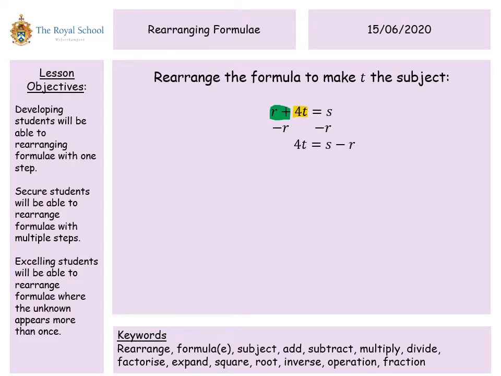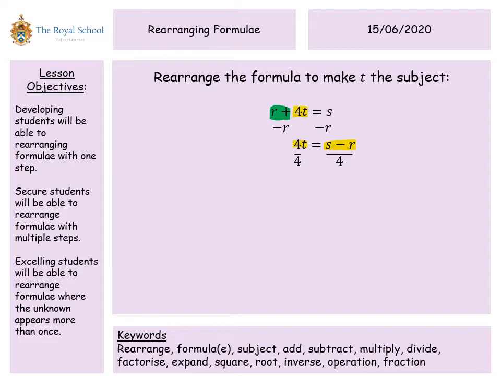Now we can undo the 4t part of this. We know that t has been multiplied by 4, so to undo that we need to divide by 4. But remember, it's the whole expression here, so we want the whole of s minus r to be divided by 4. So make sure you're very clear that the whole expression that you had on the right hand side is now being divided by 4.